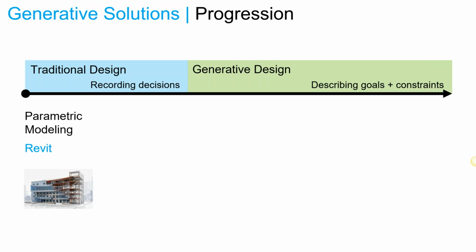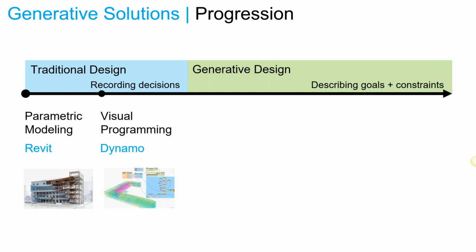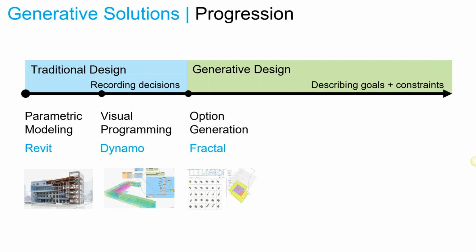Parametric modeling with Revit basically represents that part of traditional design, where you're recording decisions that you have already made. What we get into with things like visual programming is you're defining a procedure. You're saying, do this, then this, then this, then this. Then you will have a predictable outcome. What we're talking about with Fractal is, given do this, do this, do this, try some different starting points and see what the outcome is. Try some other starting points and see what the outcome is.